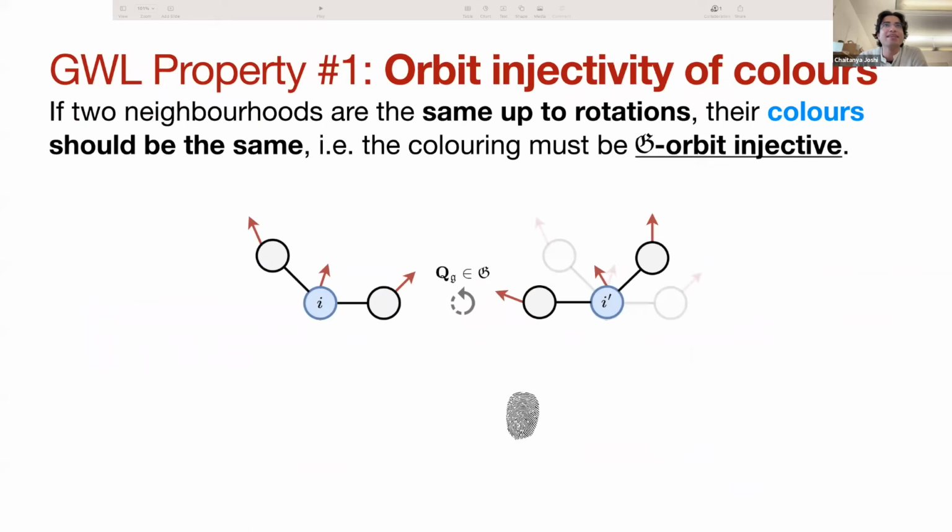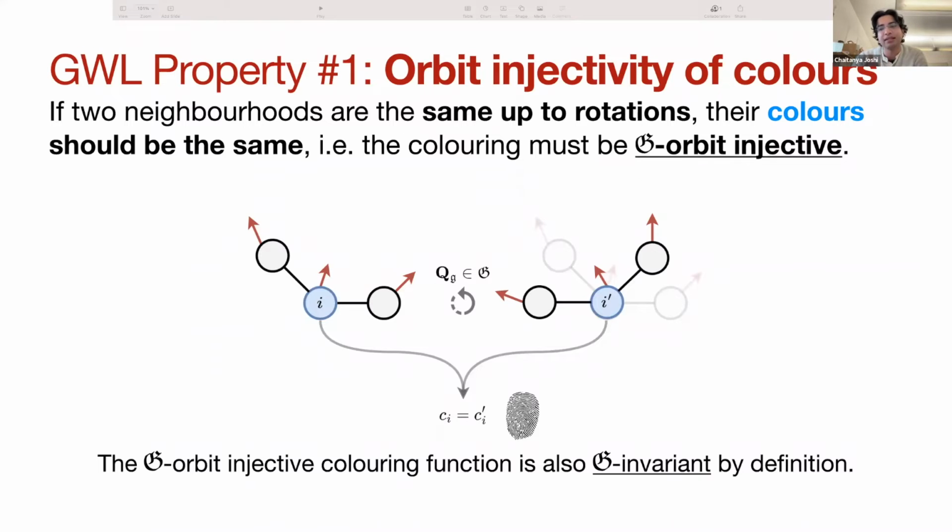And that leads us to certain properties about the geometric WL test. The first one is the orbit injectivity of colors. So as we said, if two neighborhoods are the same up to rotation, their fingerprint or color should be the same. And this more formally just translates to orbit injectivity. So we should assign the same color to these two rotated versions of the same neighborhood. And this would by definition be an invariant coloring as well, an invariant fingerprint of your neighborhood.